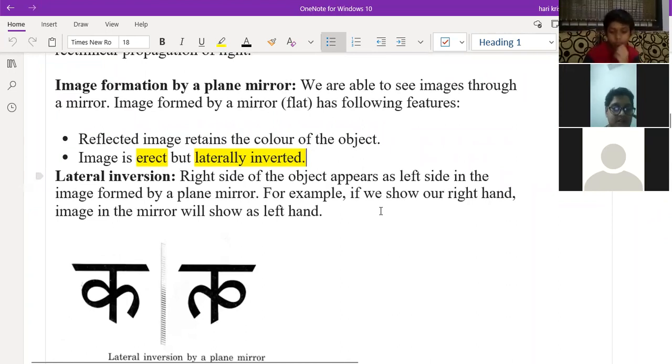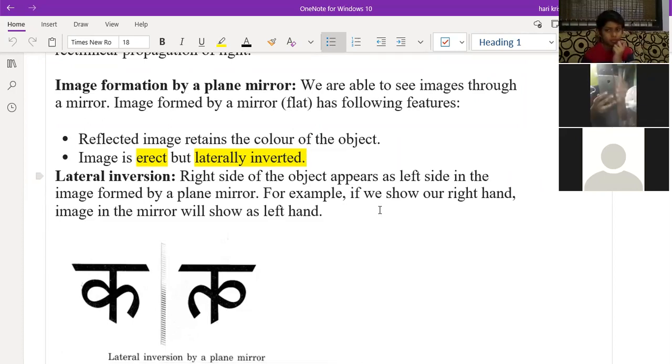No, flip. Sir, can I show it, sir? Because I have a mirror here. Sir, flip. See, flip? No, you can't call it a flip.